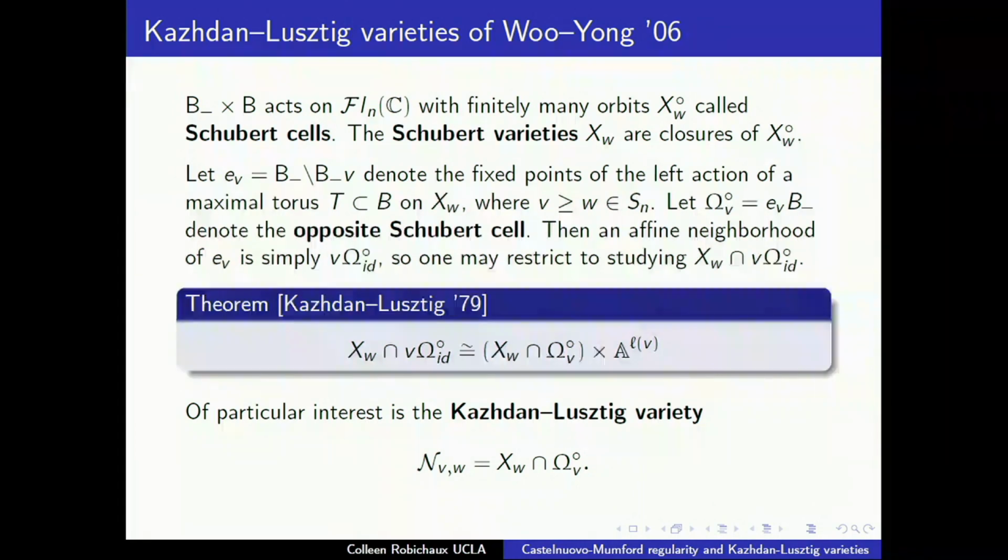And this was the strategy used by Wu Yang in 2006, in which they were interested in classifying certain singularities of these Schubert varieties in terms of interval pattern avoidance. And so what they did is they said, well, let's look at this lemma from Kazhdan-Lusztig, which says that if we're looking at these local neighborhoods of torus fixed points on our Schubert varieties, which is this left-hand side, that's going to be the same as taking an intersection of our Schubert variety with an opposite Schubert cell, and then we'll have a factor of affine space hanging off the end. And by throwing away that affine space and focusing on what's left, that gives us this Kazhdan-Lusztig variety.